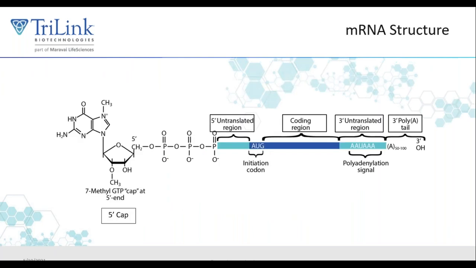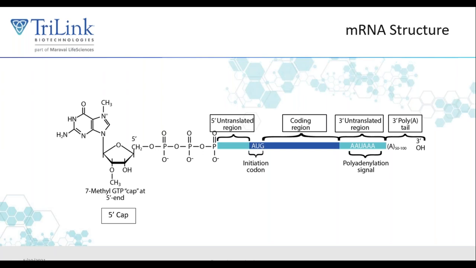So here is the structure of a functioning messenger RNA. Messenger RNA, or mRNA, contains a 5' methyl GTP cap, a 5' untranslated region, which I'll refer to as UTRs, a coding region or an open reading frame, often called an ORF, a 3' UTR, and a 3' poly A tail. Each of these components is critical to translation of the DNA message into a functioning protein.